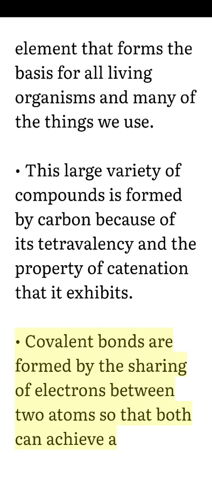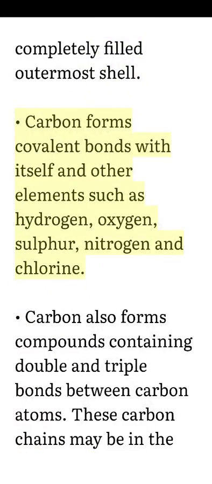Covalent bonds are formed by the sharing of electrons between two atoms so that both can achieve a completely filled outermost shell. Carbon forms covalent bonds with itself and other elements such as hydrogen, oxygen, sulfur, nitrogen and chlorine. Carbon also forms compounds containing double and triple bonds between carbon atoms. These carbon chains may be in the form of straight chains, branch chains, or rings.